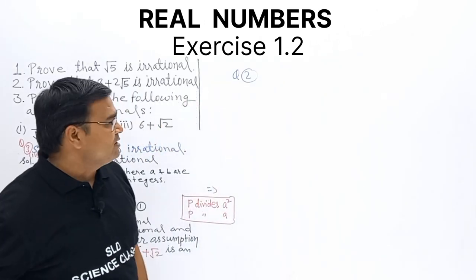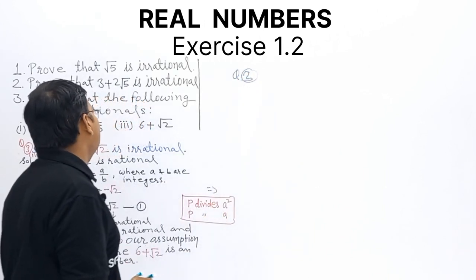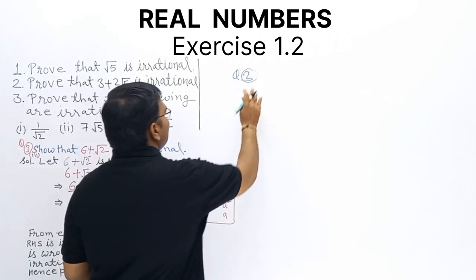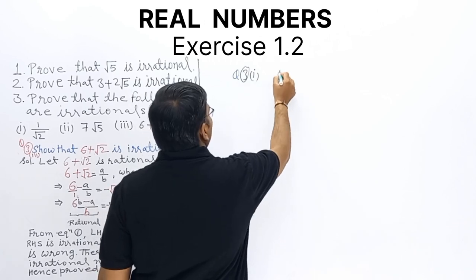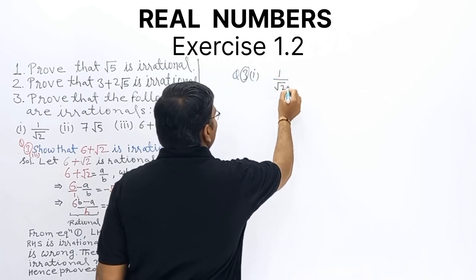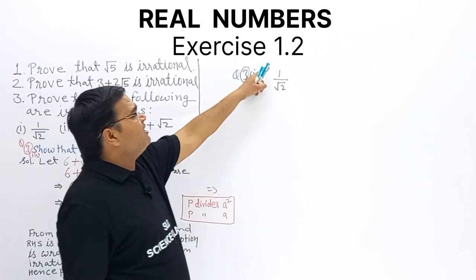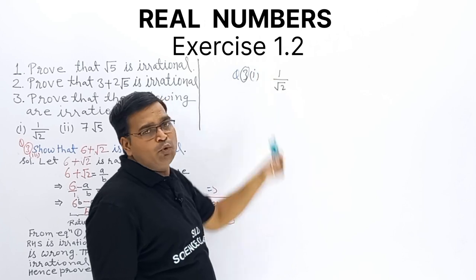Question number 3, first one. Observe this one. What is the question? 1 upon root 2. We already know that 1 by root 2, division of a rational and an irrational, is irrational. But we want to prove it.